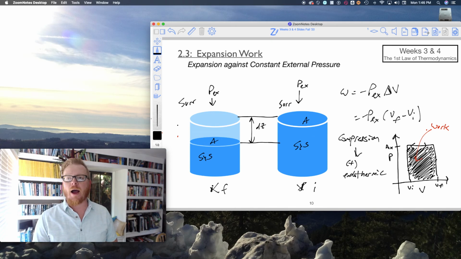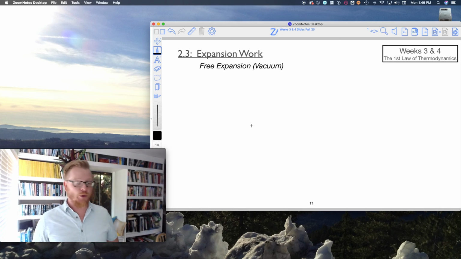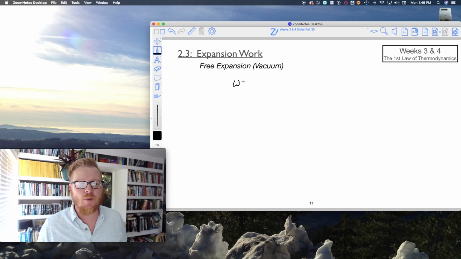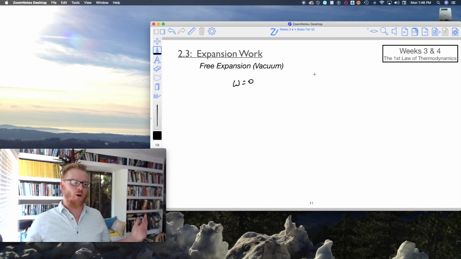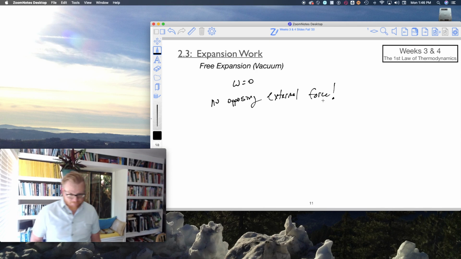So now what about free expansion? I left myself a whole lot of room just to simply write work is 0 in free expansion, because there's no opposing external force. So anytime a gas expands into vacuum, it doesn't do any work. So that's simple enough. Okay, moving on.